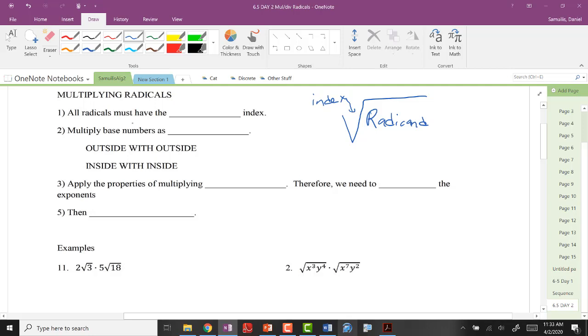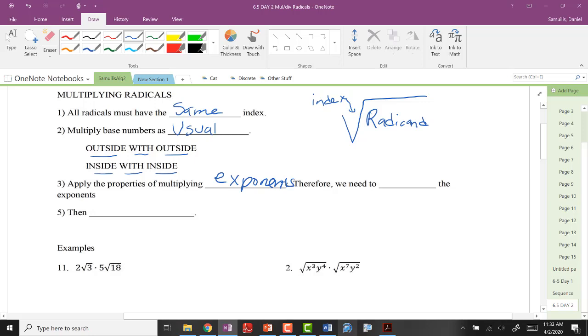Okay, so first of all, radicals must have the same index in order for you to be able to multiply them. And when you are multiplying them, there are values on the outside of the radical, and then our radicand, the values on the inside of the radical. So multiplying base numbers as usual, okay? If you have 2 times 2, then you would get 4. But you have to multiply outside values with outside and inside values with inside. So we are going to be relying on the properties of multiplying exponents.